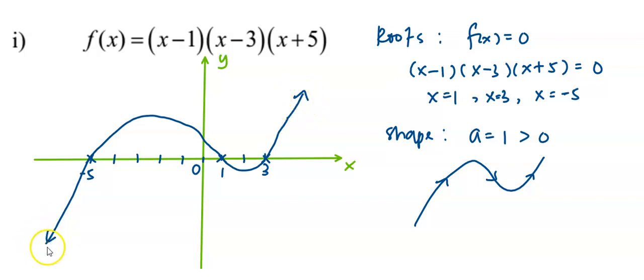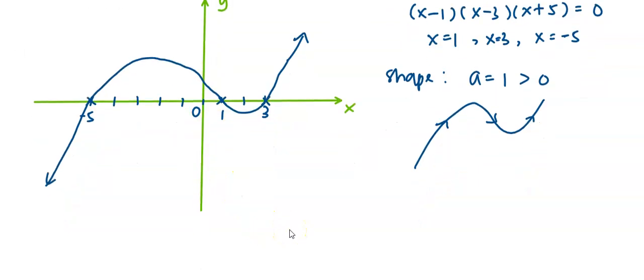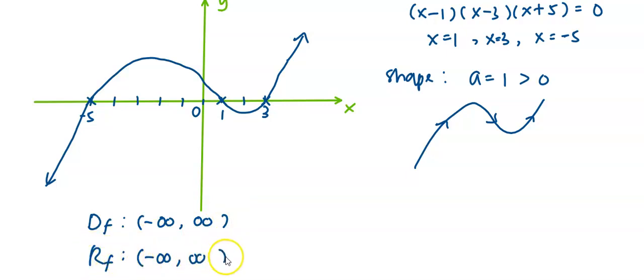At these two ends, you can just put arrowheads to show the graph is going up and going down indefinitely. So this is the cubic function, and again the function doesn't have any restriction on the domain. So the domain again will be from negative infinity to positive infinity, the same as the range.